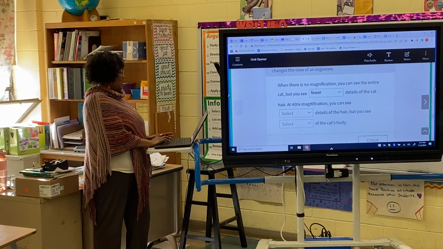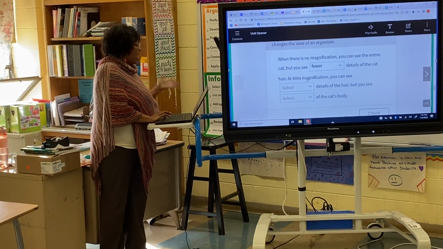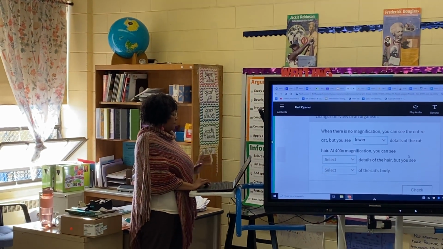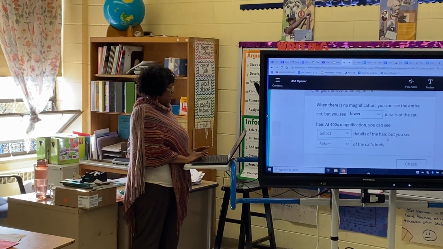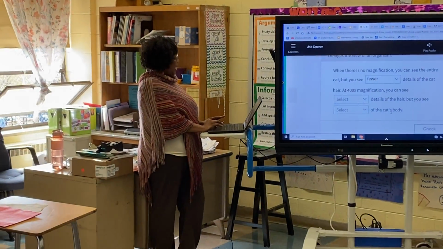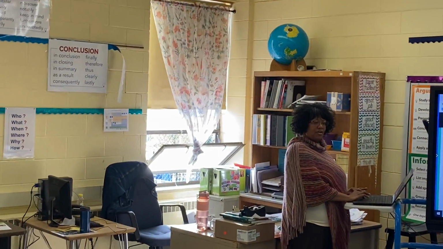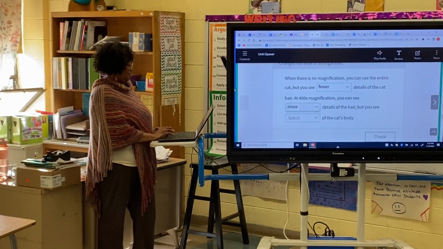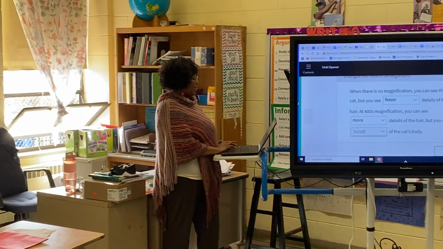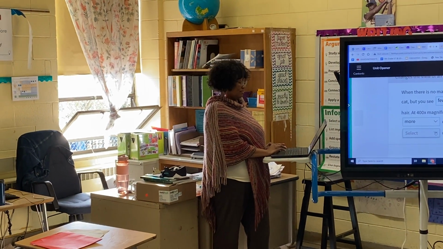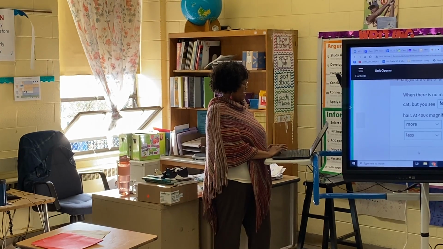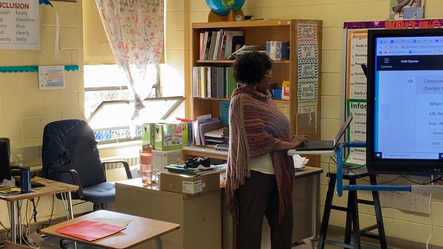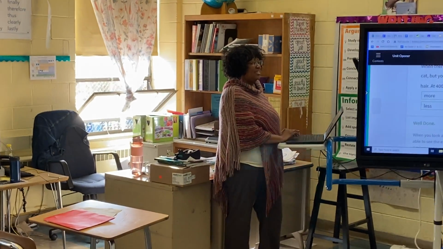At 400x magnification, can you see blank details of the hair, but you see blank of the cat's body? So what should I put here, you guys? More? Okay. But you see blank of the cat's body? Less? Okay. Let's check. Okay, look at you guys. Well done.